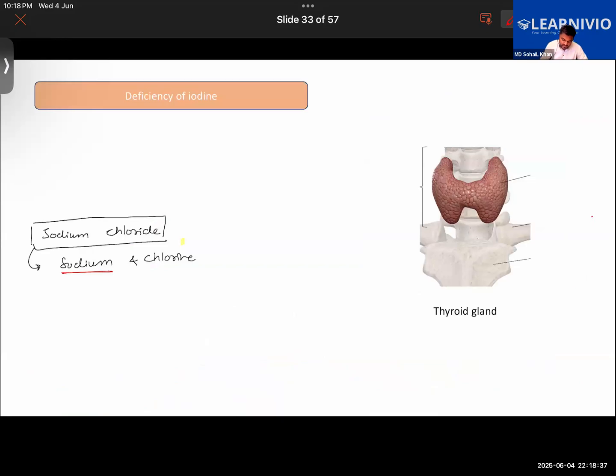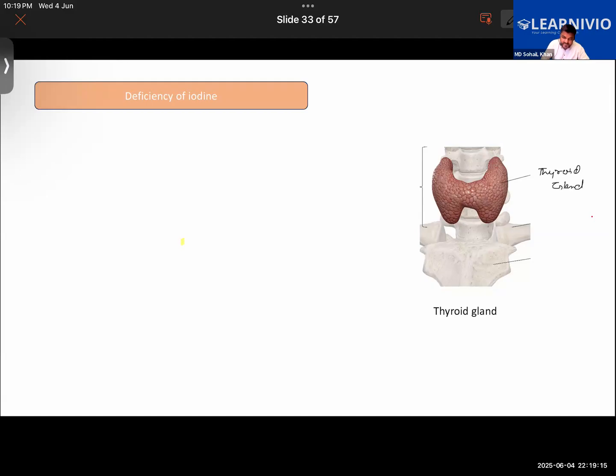Another thing to be considered is why we are required to consume iodized salt. Why is it recommended to consume iodized salt? If you purchase salt from the market, it must be written somewhere that it contains iodine. Because if your body does not get enough iodine, there's going to be some problem with the thyroid gland. What is this structure that you're seeing here? It's the thyroid gland that is present in our neck.